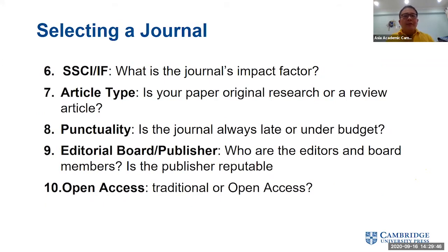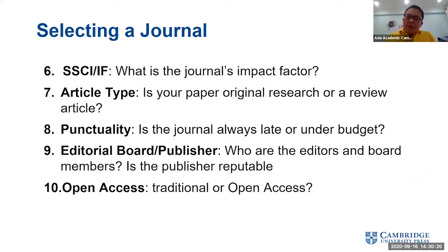Next, of course, we have the SSCI impact factor. So what's the journal's impact factor? I'm not going to talk too much about that because frankly, there's been too much emphasis on it. But anyway, if your department or your school or your university says that it has to have an impact factor, then if you're publishing in a journal that has no impact factor, that means you can't use it for your performance review. So perhaps you might just have to aim for another journal instead.